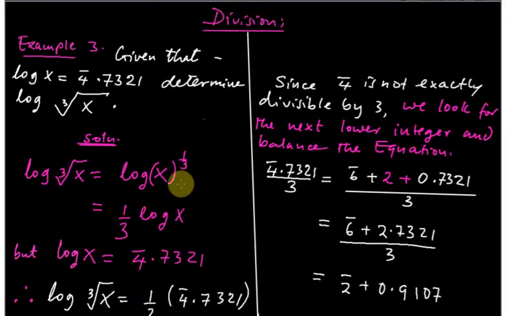Okay, now this is our example number 3, which is a bit tricky, as I told you before. You are given that the logarithm of x equals bar 4.7321. Determine the cube root of x.